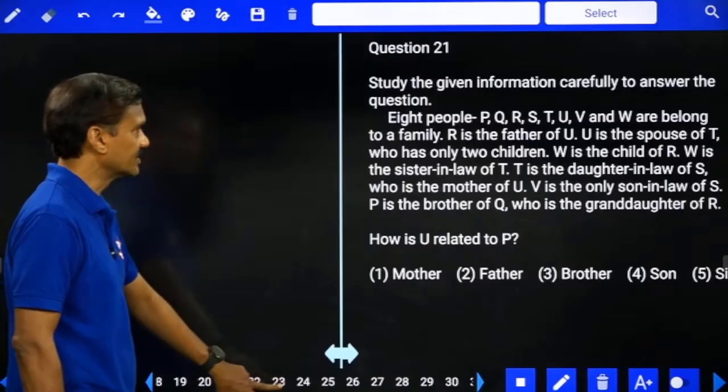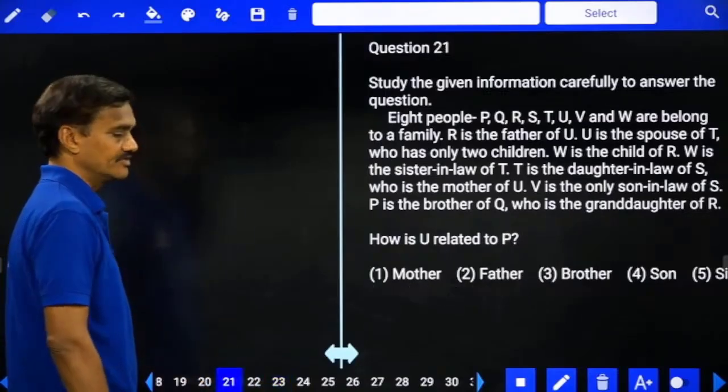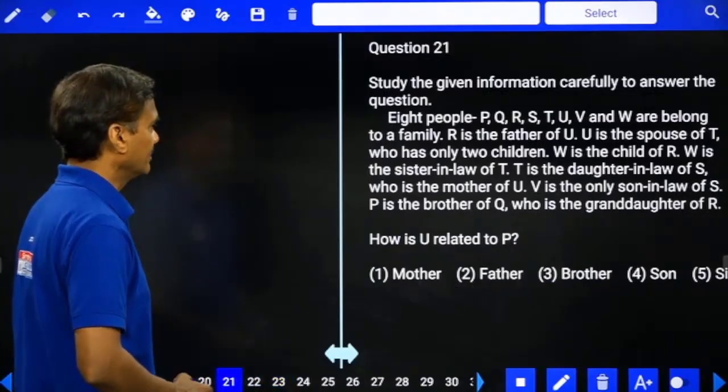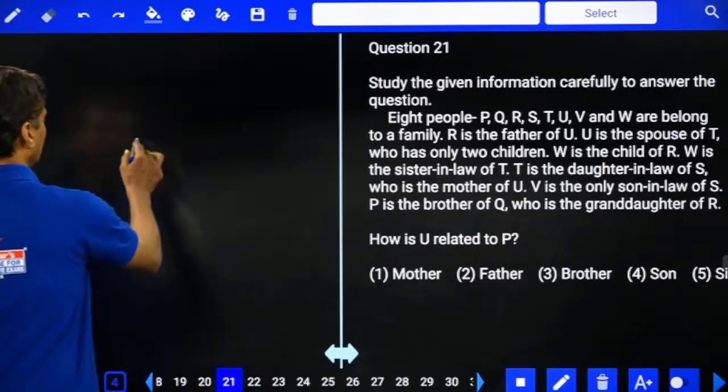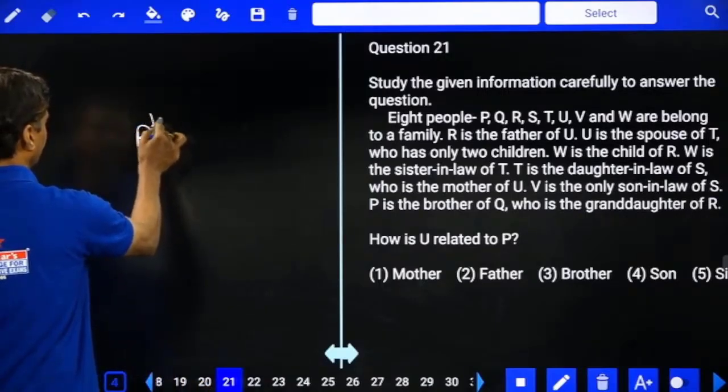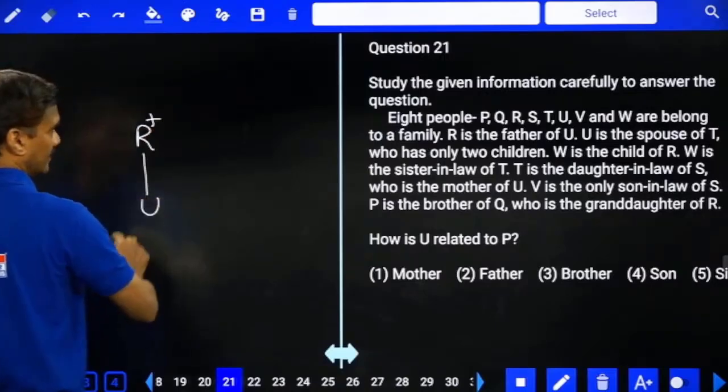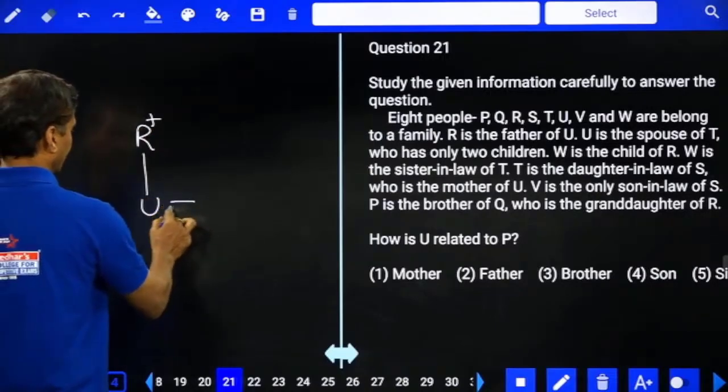And how many questions were given? 3 questions. Definitely under the first priority. Then 8 people. R is the father of U. Who is this R? R is the father of U. And U is the spouse of T.